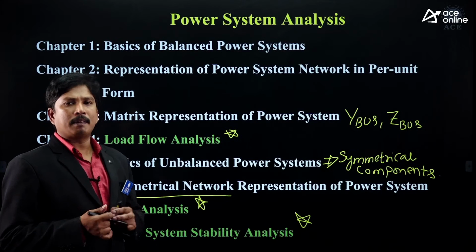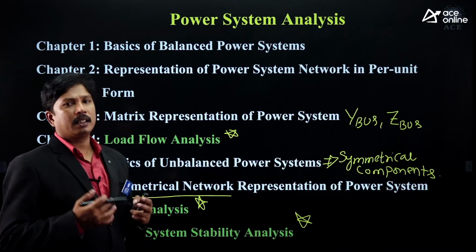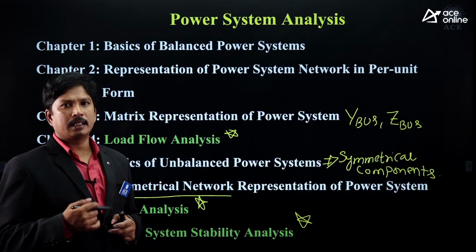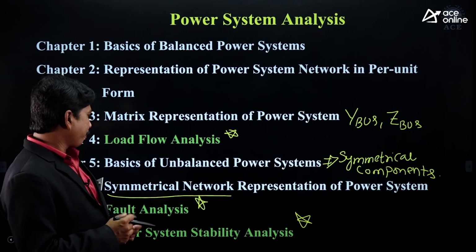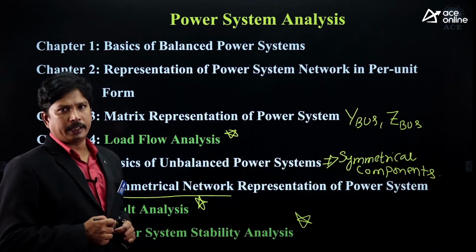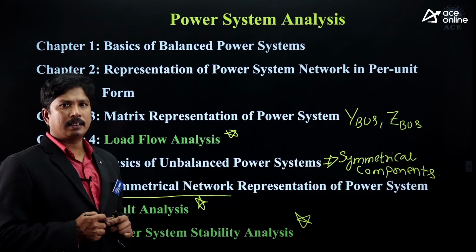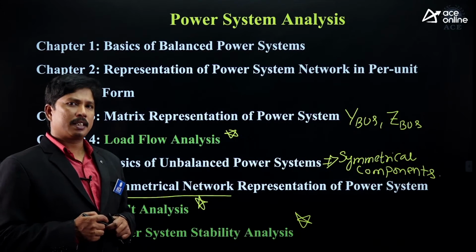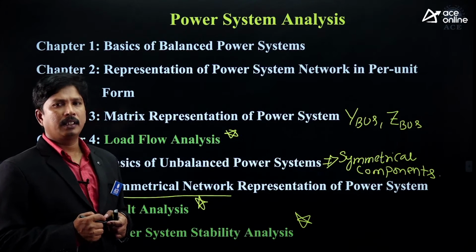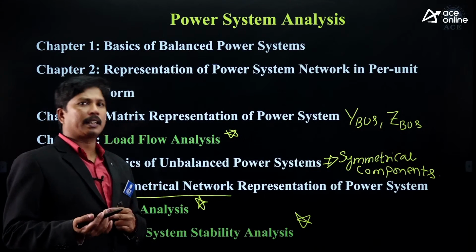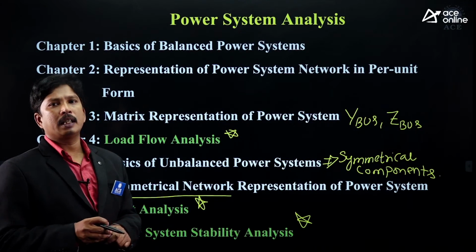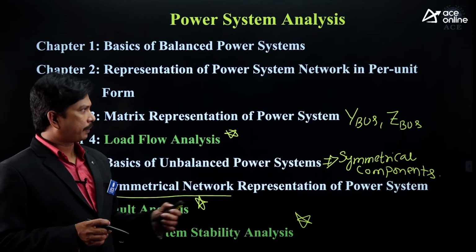So we have different power system elements like a generator, transformer and the transmission line, and we have to study the symmetrical networks of several elements. Whenever we go for that, we get the fault analysis. In fault analysis we are going to study various types of faults like open circuit faults and short circuit faults, and finally power system stability analysis.